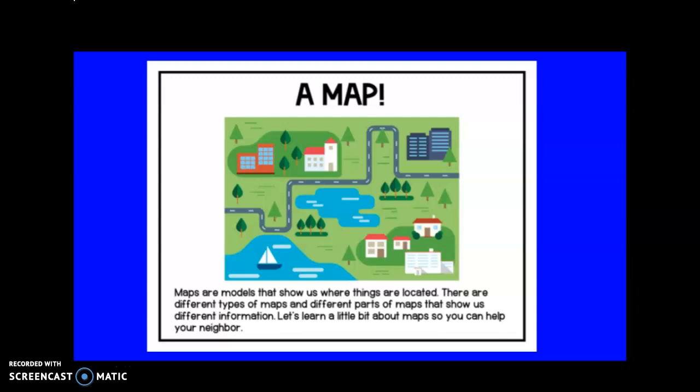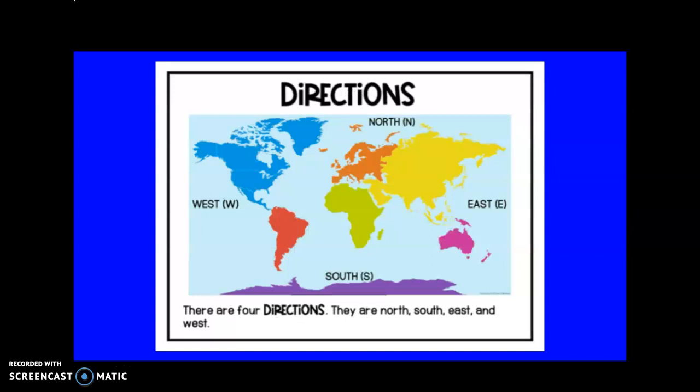What is a map? Maps are models that show us where things are located. There are different types of maps and different parts of maps that will show us different information. So let's learn a little bit about maps so that you can help your neighbor. On a map, there is something called directions. There are 4 directions. They are north, south, east, and west.